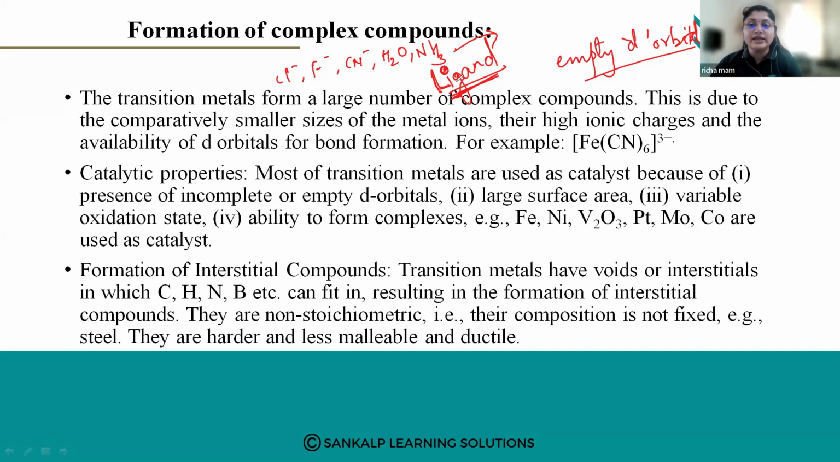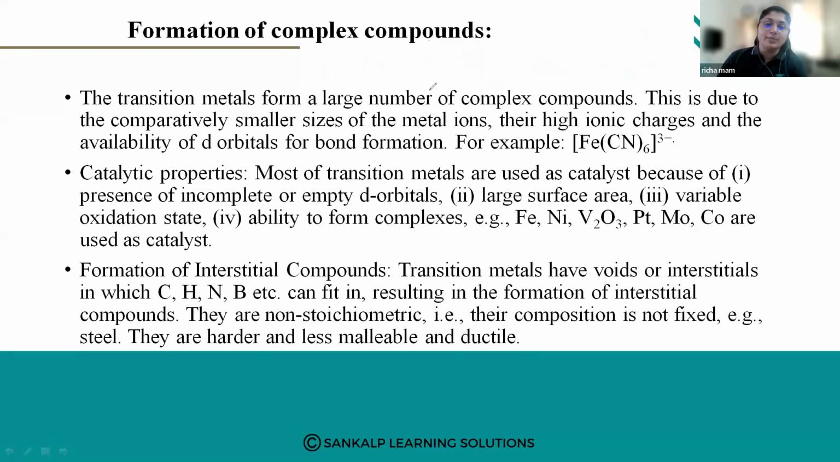So ligands are what? Ligands give a pair of electrons. They donate a pair of electrons to the metal and combine to form the complexes. So these are the two main points of formation of complex compounds. Then, ions with higher oxidation state form more stable complexes than ions with lower oxidation state.